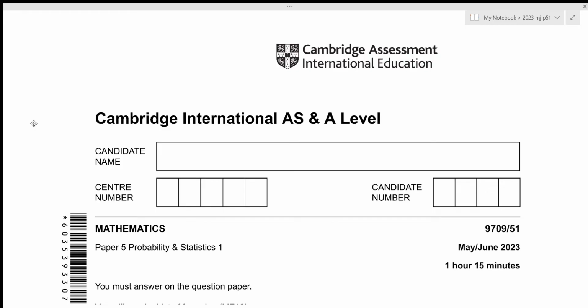And in this video, we'll be going over A-Level Mathematics, May-June 2023, Paper 5-1. This is Paper 5, Probability and Statistics 1, and the total time limit given for this paper is 1 hour and 15 minutes. So in this video as well, we'll be attempting to solve this paper within 1 hour and 15 minutes. Without any further delay, let's get started.